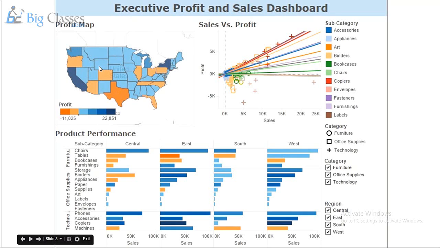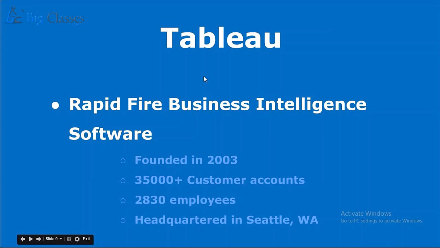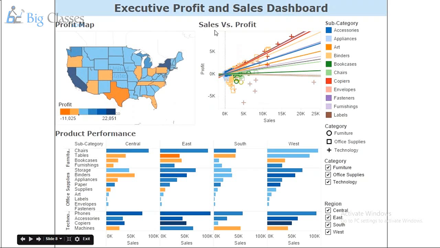By looking at this map, management can easily get insights into which states have the highest profits and which states have the lowest profits. Next, by looking at sales versus profit, when the sales is increasing, how is our profit on those product subcategories? The entire portfolio, the entire product line, is divided into subcategories of products.